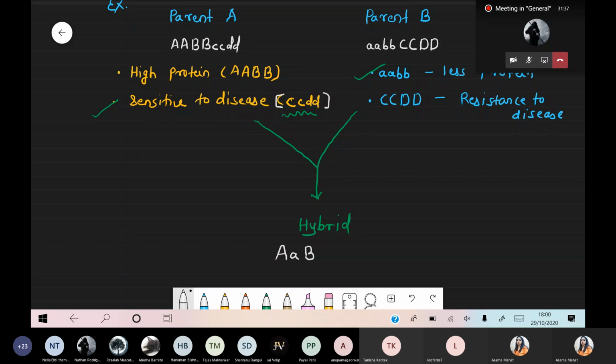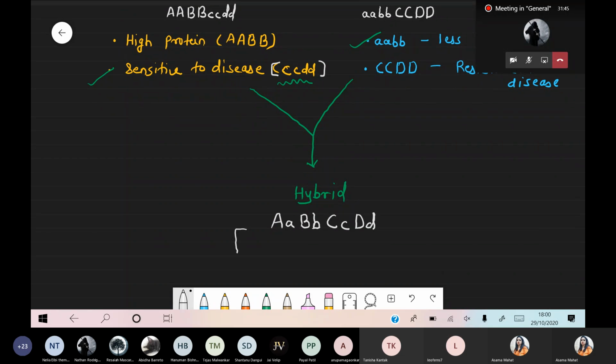small a, capital B, small b, capital C, small c, capital D, and small d, right? And now what happens? If you see what kind of phenotype they produce, definitely the protein amount present in that particular hybrid plant is high, and such plants are showing resistance to disease also. So now what happened?